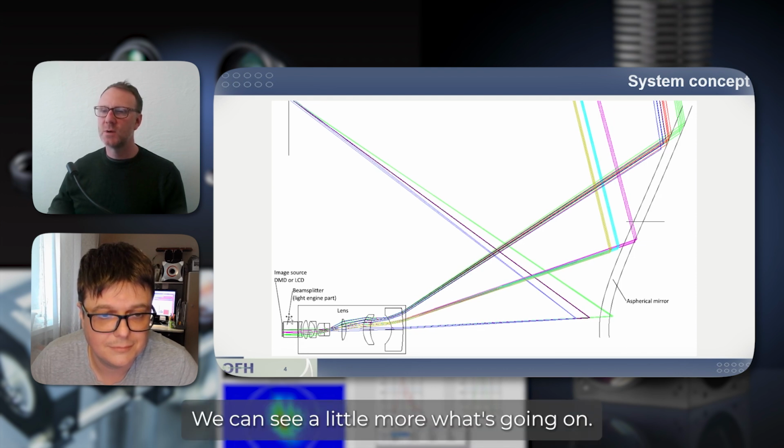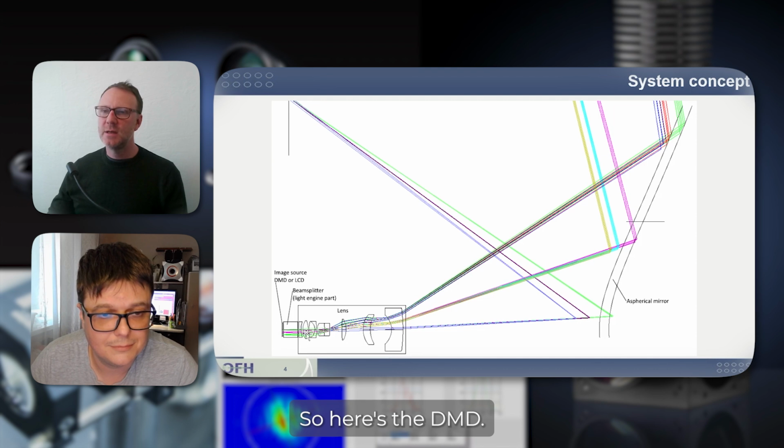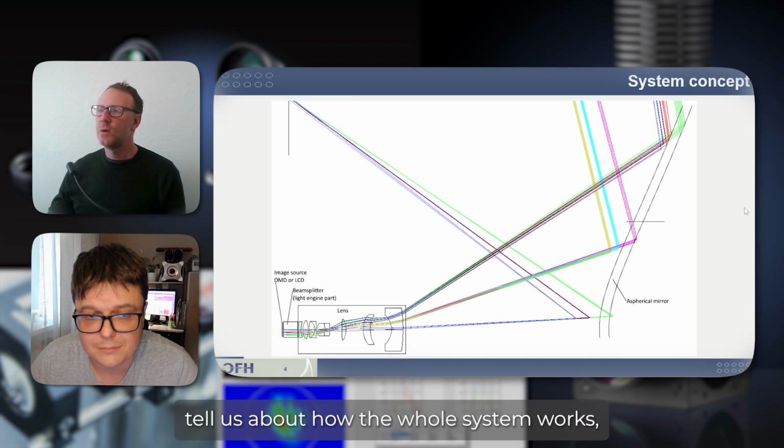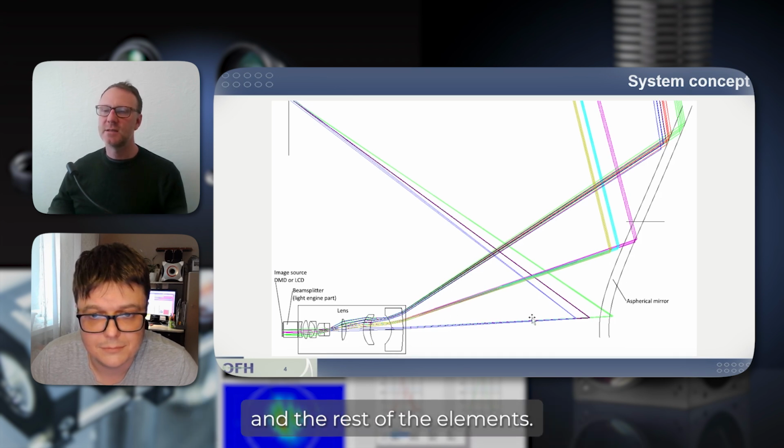We can see a little more of what's going on. So here's the DMD. We have a beam splitter and then the lens. And now this mirror seems like it's important. Tell us about how the whole system works, how the mirror relates to the lens and the rest of the elements.